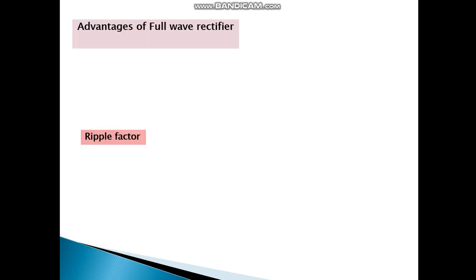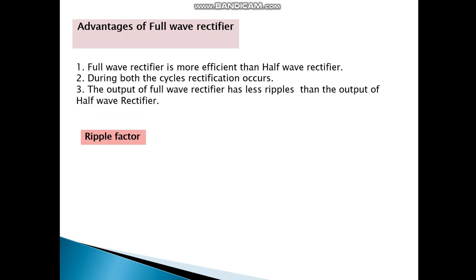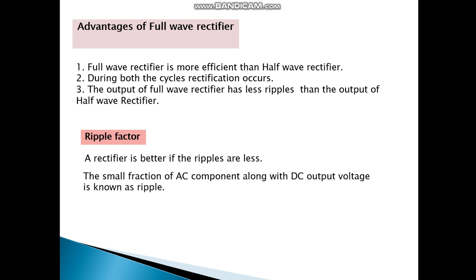Now let us see the advantages of a full wave rectifier. It is more efficient than a half wave rectifier. During both the cycles, rectification occurs. The output of a full wave rectifier has less ripples than the output of a half wave rectifier. Now what are these ripples? A rectifier is better if the ripples are less. A small fraction of AC component along with the DC output voltage is known as a ripple.